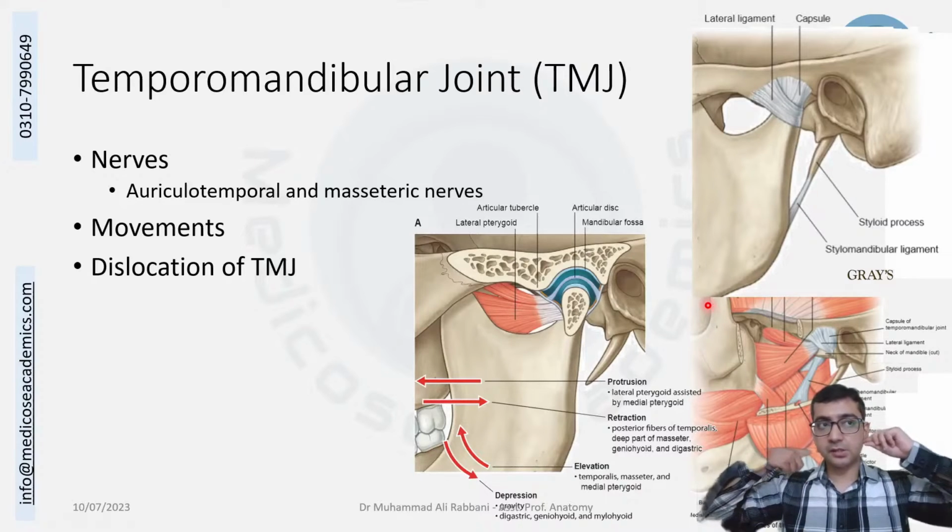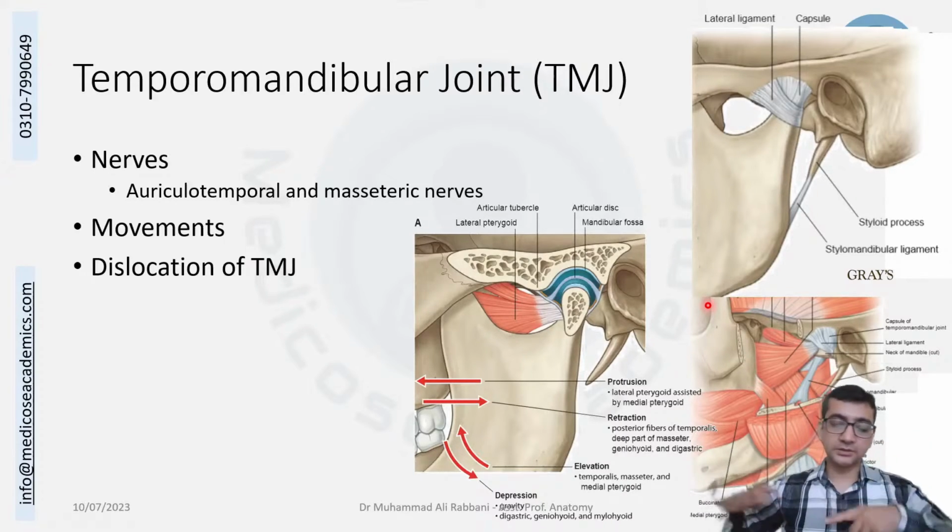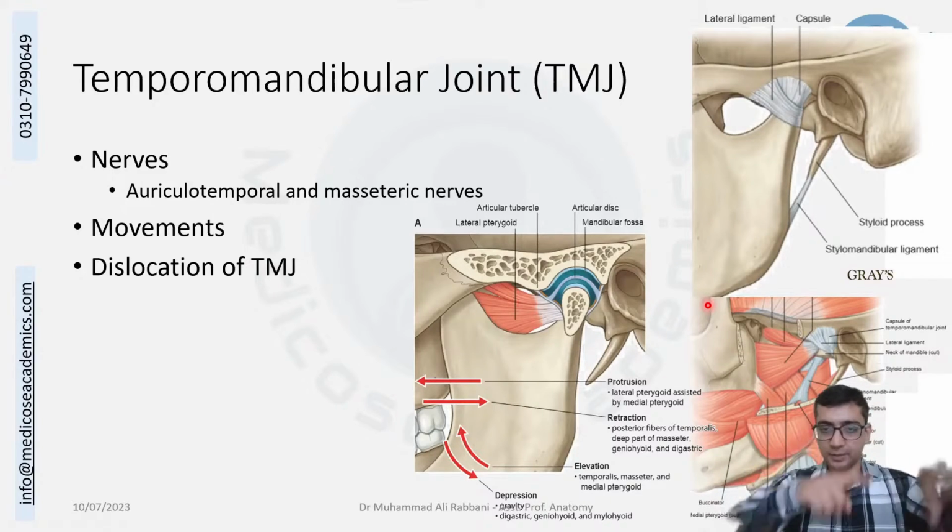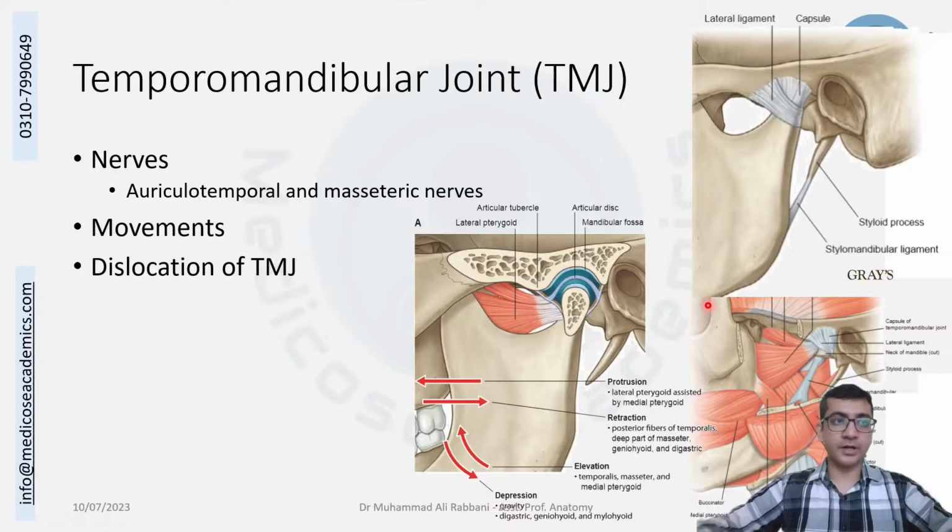And then this will contract, and this is how we go like this. We depress and make side to side movement, and we go on chewing. So this is about the temporomandibular joint, and let's discuss the nerves.